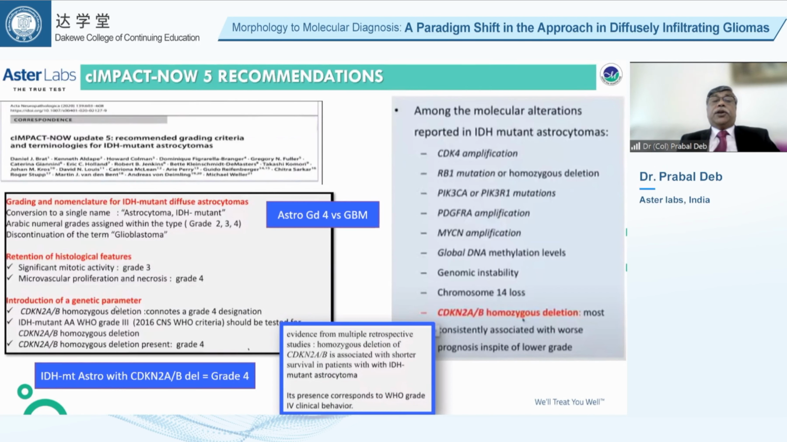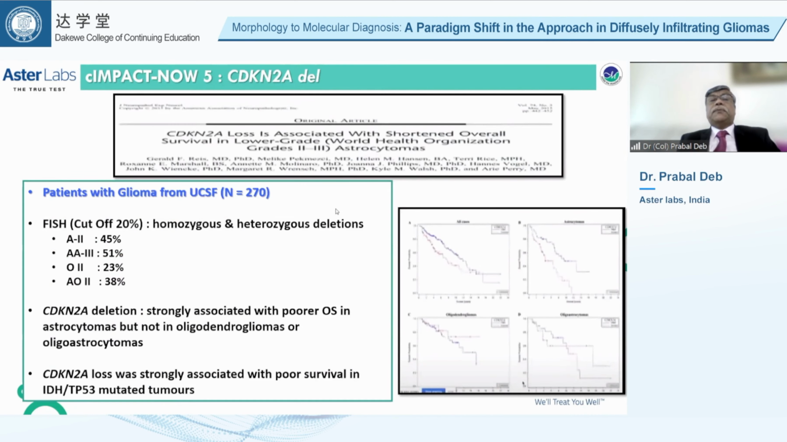In addition, it introduced a new genetic marker, CDKN2A/B homozygous deletion, which is extremely important in understanding the concept of grade 4. Basically, IDH mutant astrocytoma, which was thought to have a very good outcome as compared to IDH wild type ones, if there was a CDKN2A or B deletion, it meant that it was equivalent to a grade 4 tumor.